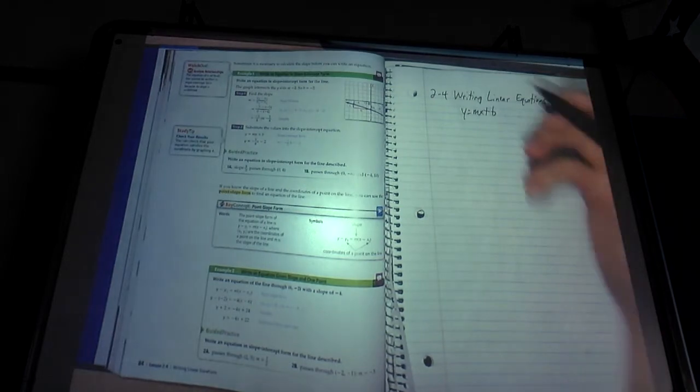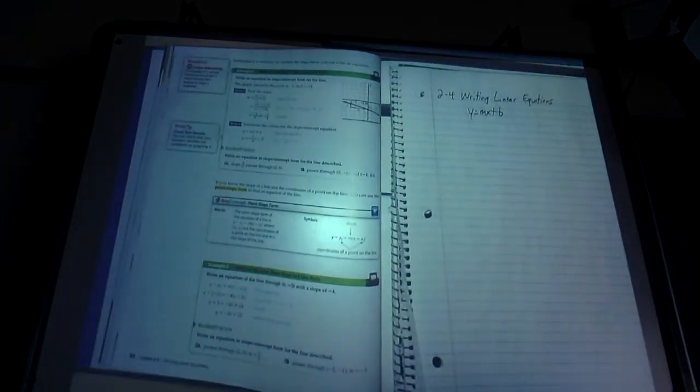So we have y equals mx plus b. Let me get it where you can see it a little bit better. Again, this is page 84 in the book. If you can't see it on the screen, then use your ebook or get a class text. So here's what it has.